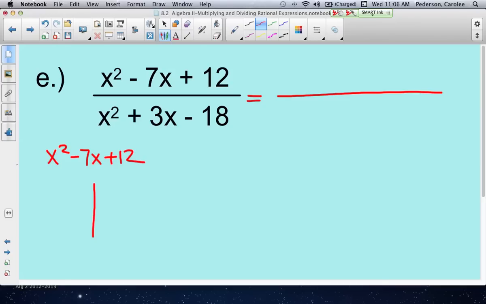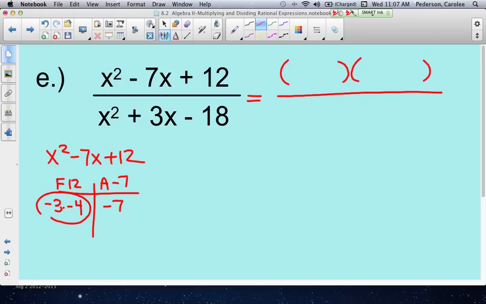So the method that we learned is the T-chart method. What are the factors of C, which is 12, that add to B, negative 7? Well, that is negative 3 times negative 4 multiplies to 12 and adds to negative 7. So these are the numbers we're going to work with. So up in the numerator, I split up my x's, because x times x would give us back x squared, and then it's minus 3 minus 4.